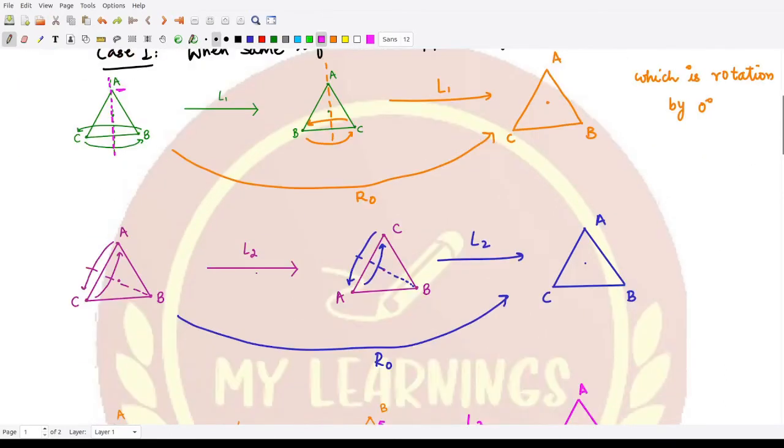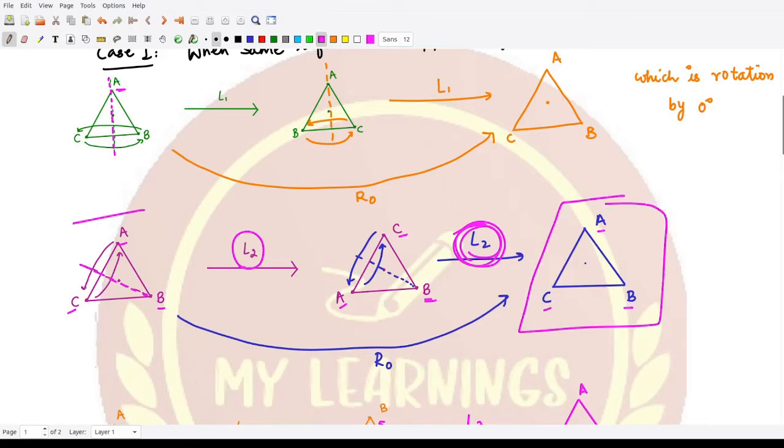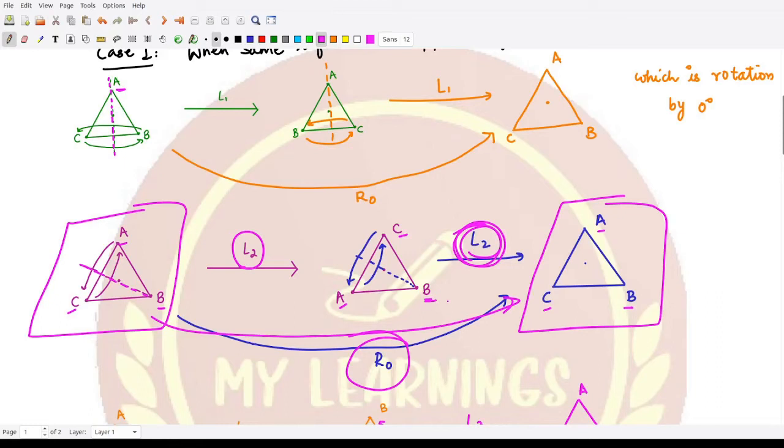Similarly, when we apply the L2 reflection after L2, what do we have? L2 takes the line through the vertex B and makes it pass through the opposite side. So here B would be kept fixed, however C and A would interchange their positions. Again we apply the L2 reflection, so B would be kept fixed and A and C would interchange their positions, so we have C here and A here. This is exactly the same as the initial position of the triangle. So while moving from here to here, we are applying the R0 transformation, which is a rotation. So a reflection after a reflection gives us a rotation in this case.